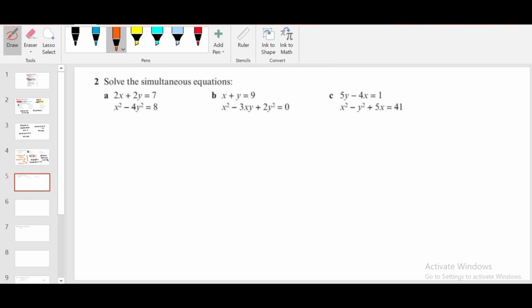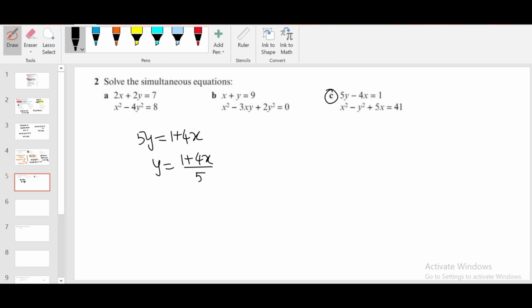I'll show you one more question, the same exercise, question number 2. Let's take this one. Here there is no escape. Whether you make x the subject or y the subject, you will still get a fraction. So I'm going to find y. 5y is equal to 1 plus 4x. y is equal to (1 plus 4x) divided by 5.